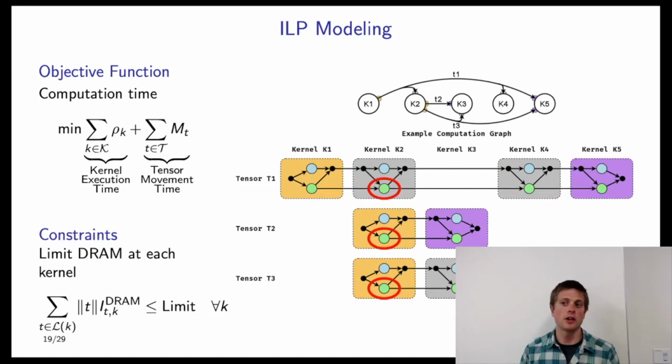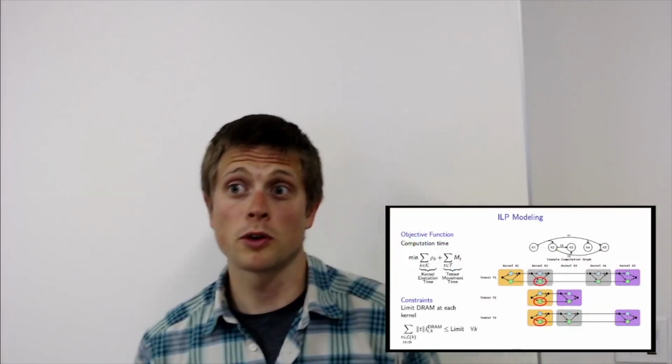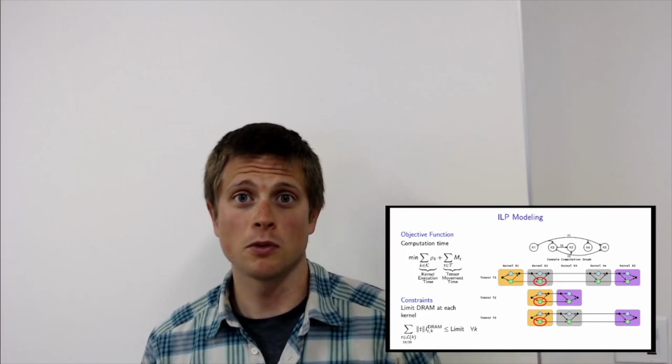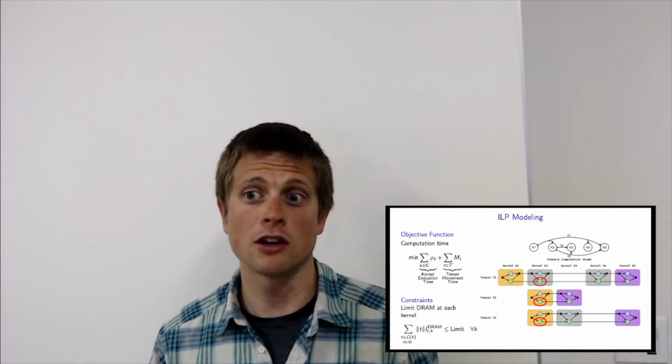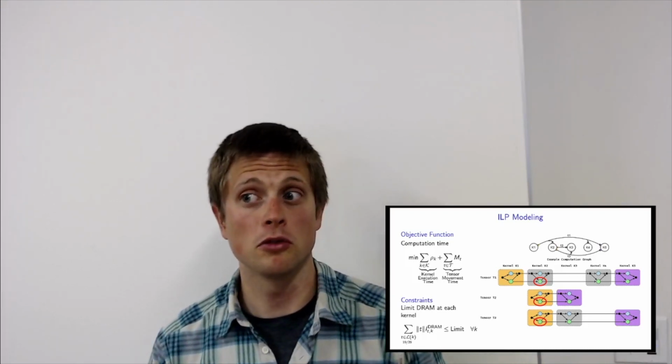Finally, how do we set a limit on the amount of DRAM that we can use? Well, again, we look at these flow networks, and for each kernel, we can determine which tensors are in DRAM as well as the sizes of each of those tensors. We can sum up all of that information and set that to be less than some particular limit. If we apply this for all kernels, then we'll have effectively a limit on the amount of DRAM used. So in conclusion, we're trying to minimize the computation time, which is composed of kernel execution time and tensor movement, and we have a constraint on the amount of DRAM available to the application.